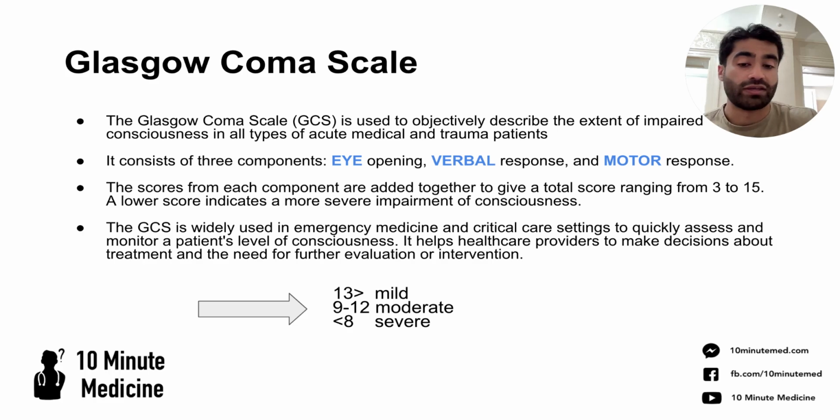So just looking at the ranges in terms of the numbers, over 13 is considered a mild impairment, 9 to 12 are moderate, and under 8 severe. And one general rule that we always think about is if GCS is 8, intubate. So the idea is you're worried about their airway.